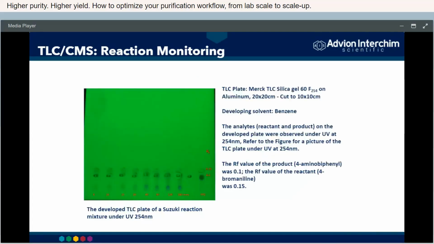Okay, so along the process of the reaction, we took different time points. At 0 minutes, this would be when everything is mixed together and began stirring, all the way up to 180 minutes, and then developed the TLC plate, have separation. It was spotted against a standard you can see on the right-hand side of the plate. So the product standard is at 0.1 RF, and the 4-bromoaniline starting material is at 0.15 RF. And what you see is developed under a 254 wavelength UV light.